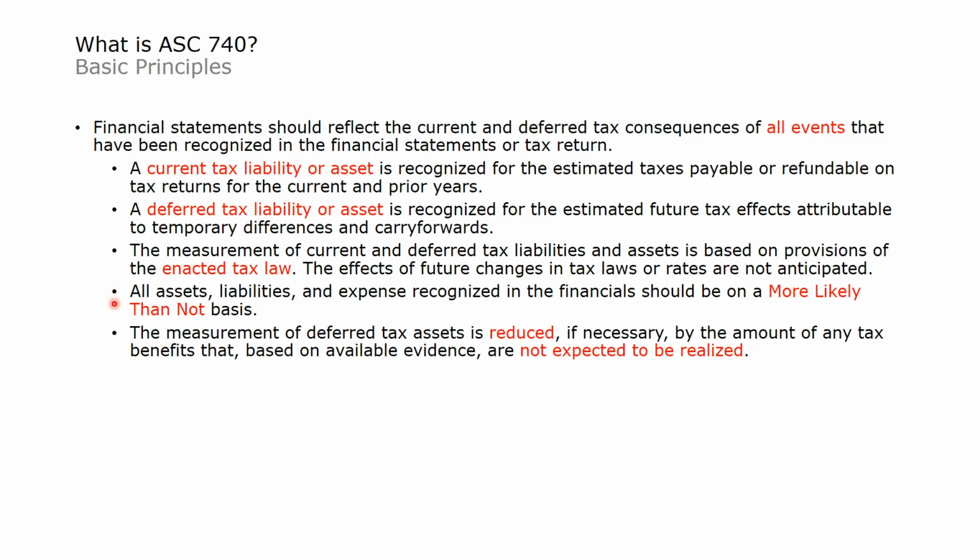Now this bullet point is getting into UTPs. All of the assets and liabilities and expense in our financials should be on a more likely than not basis. We will get more into that as we go throughout the semester. Last bullet point here is talking about valuation allowances, which again we'll get into a little bit later. But any sort of DTAs that we have, we need to reduce them if we don't think we're going to realize the benefits of those assets.